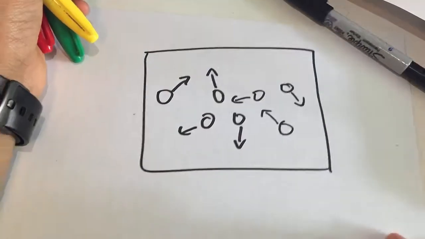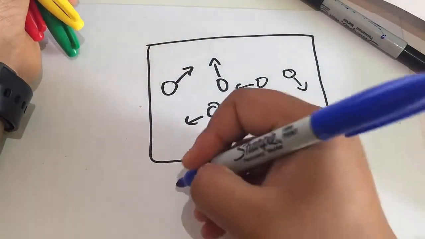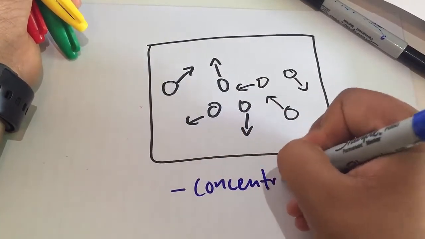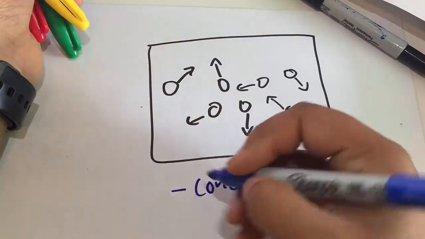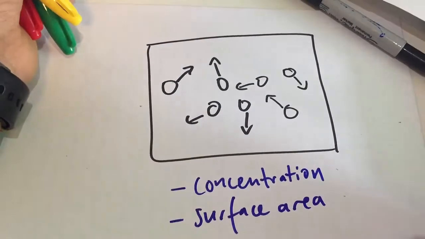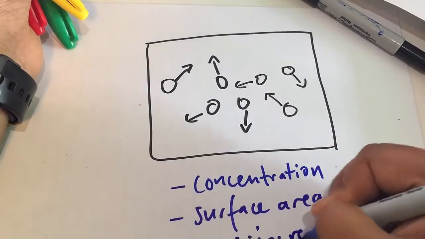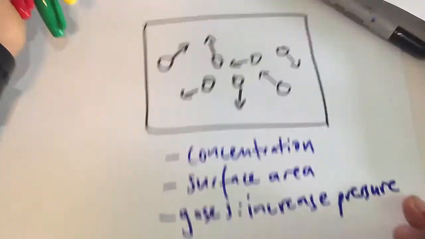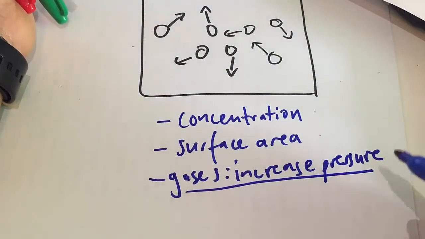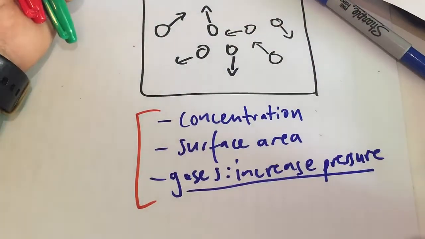So there's a few things we can do to increase the amount of collisions that can occur, and that is things like increasing the concentration or the surface area, and also for gases, increasing the pressure. So we'll talk more about that in class in terms of how this last one works. But the idea is if we do all that, we're going to increase the chances of the particles colliding with each other.